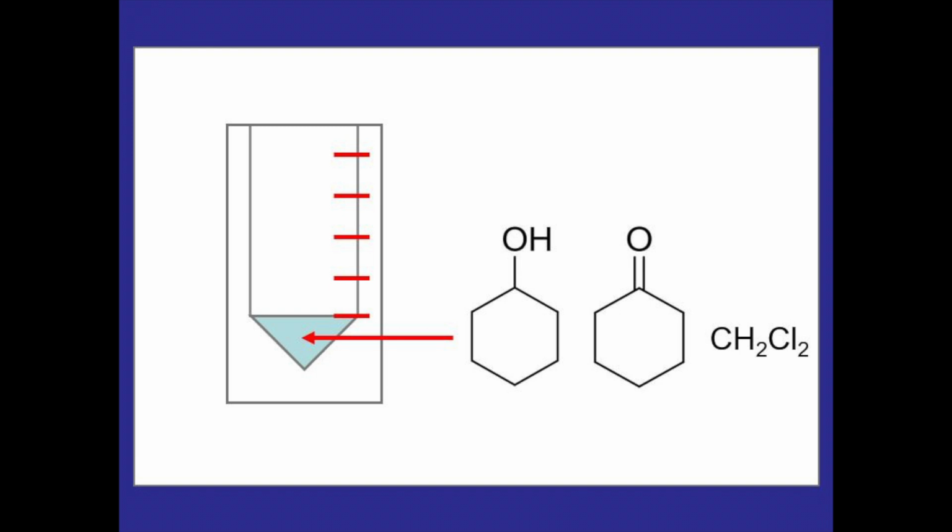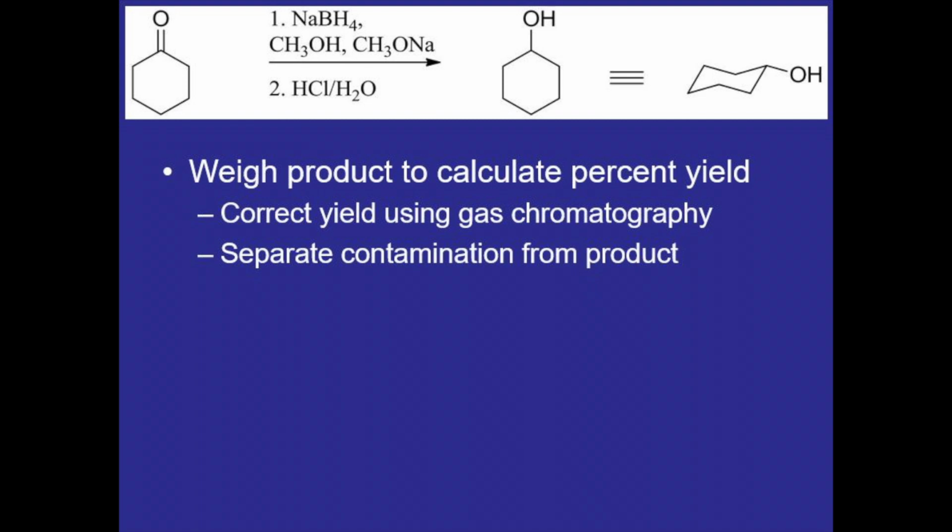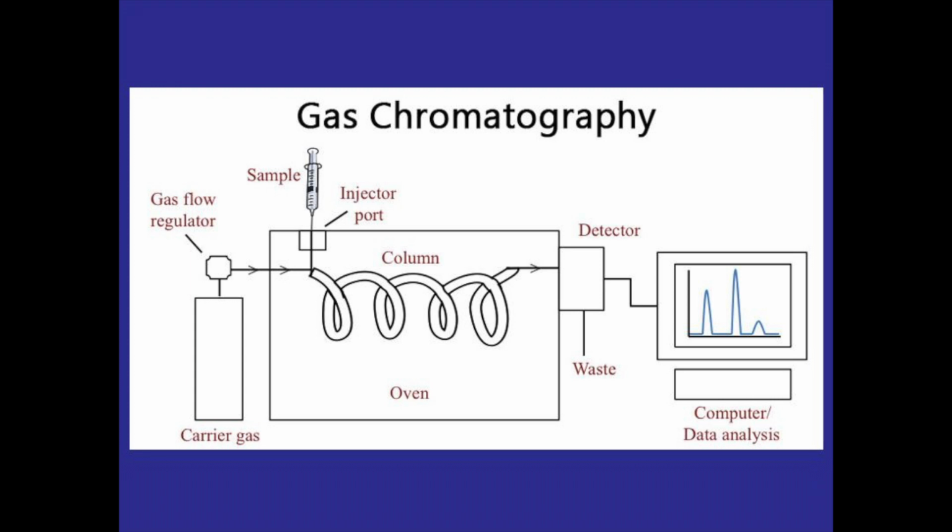And this is where gas chromatography is useful because it can separate the contamination from the product, plus it can tell us how much of each compound was in the liquid that was introduced into the chromatograph. We actually won't be running our own gas chromatography, but there are examples in the procedure that we'll be using, so here's a diagram of how that works. The sample is injected into the chromatograph, which is basically a mini oven with a column inside.